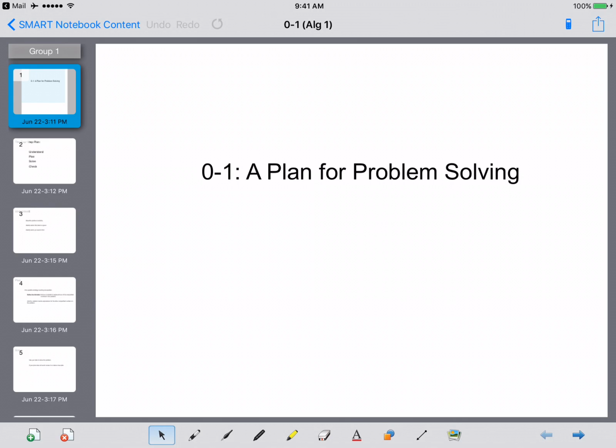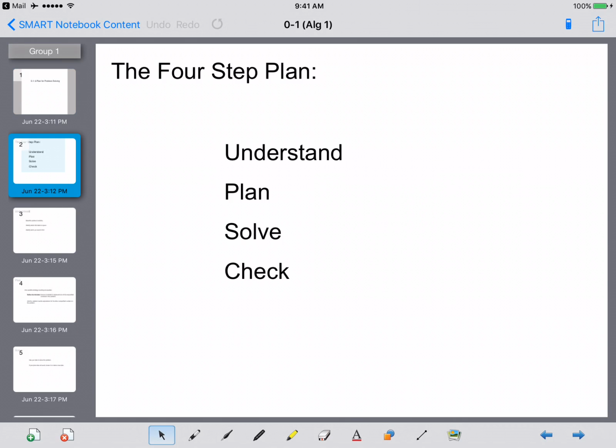Welcome to Algebra 1. We are going to start off with a chapter called Chapter 0, which is a little bit of a crash course of review from Math 7. So our first lesson in Algebra 1 here is a plan for problem solving.